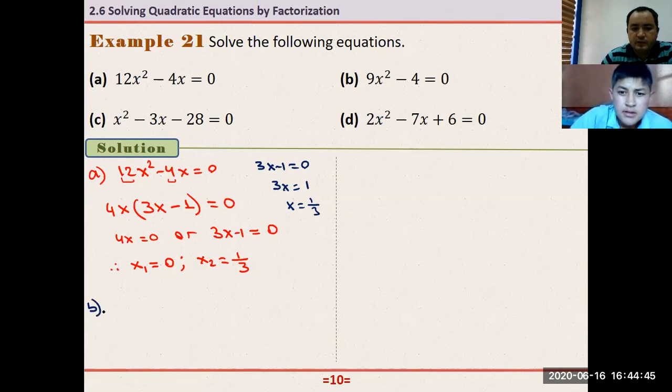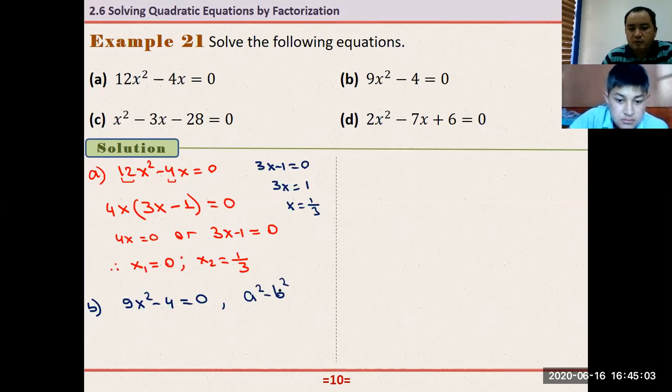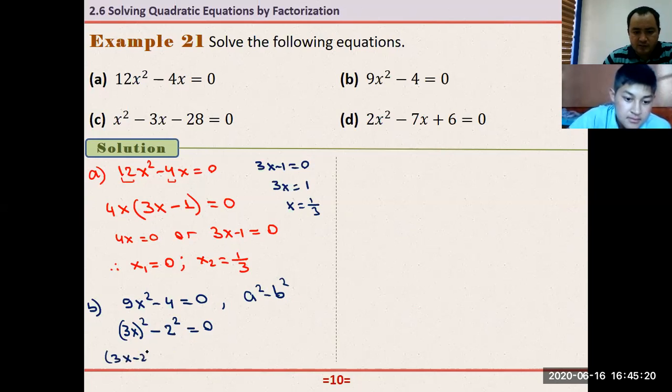Good. B. Here we have 9x squared minus 4 is equal to 0. How can we solve this? By factorization. If you remember, I'm going to use a squared minus b squared. What is a squared minus b squared? That's equal to a minus b times a plus b, right? So here we have 3x squared minus 2 squared equals 0. If you factorize this, what do we get? 3x minus 2 times 3x plus 2 equals 0, right?